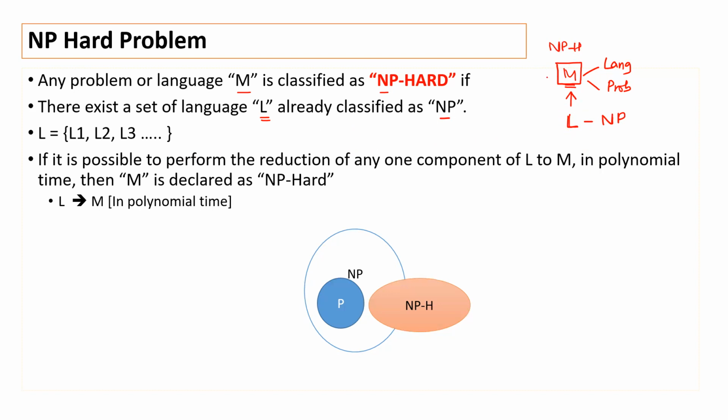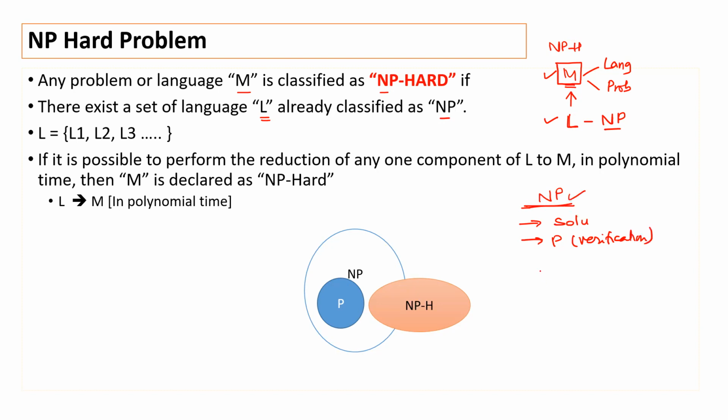Any problem M to be proved as NP-hard, first find a problem L which is already proved as NP, and then just transform, map or reduce this L to M. How to prove a given problem is NP, we have also discussed. NP is nothing but non-deterministic polynomial. So if any given problem requires very large time for generating the solution, but a fixed polynomial time for verification, then that problem is called an NP problem.